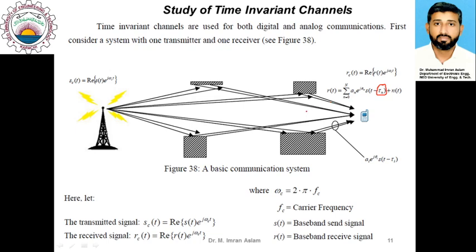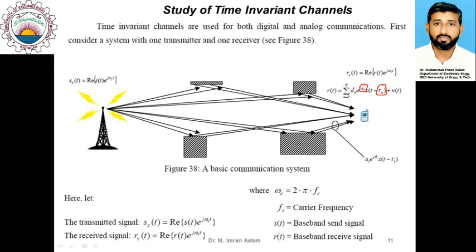Second thing, during propagation there is a phase change in the wave, which depends on the propagation length as well. So this phase change would also be different for different components, because these different rays are coming from different propagation paths. So eventually this phase difference occurring at the receiver side will be different for different rays which originated from the transmitter side.